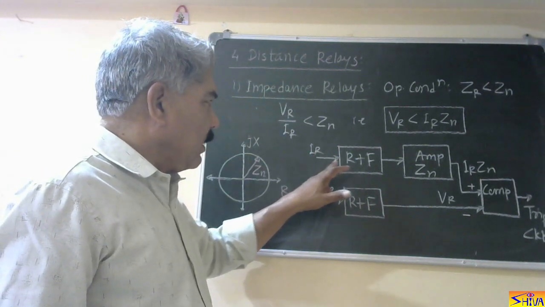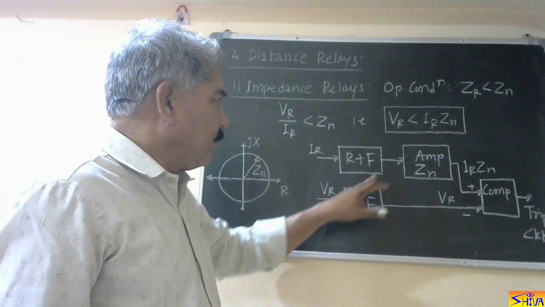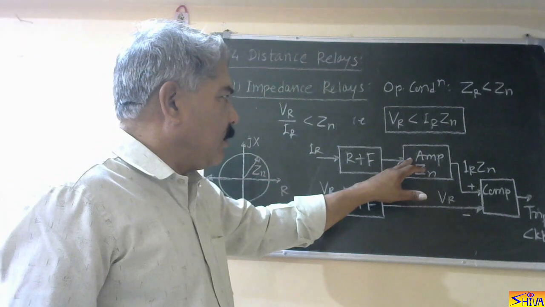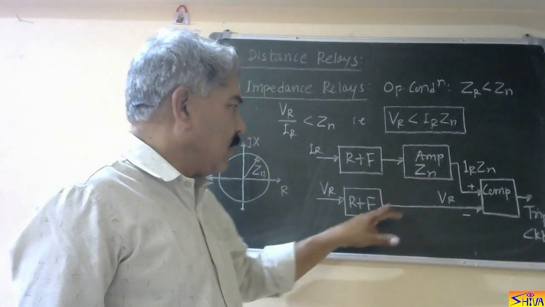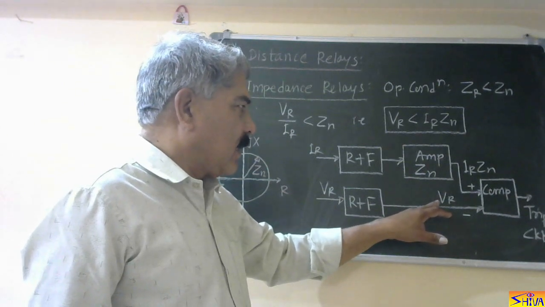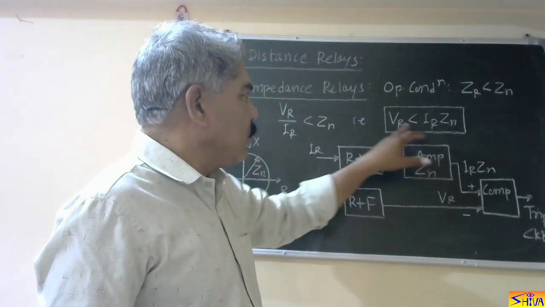So IR is rectified plus filtered, VR is rectified plus filtered. Now this IR is given to an amplifier which has gain of Zn. So here we get IR Zn. Here we are getting rectified voltage. So the condition is IR Zn should be greater than VR.